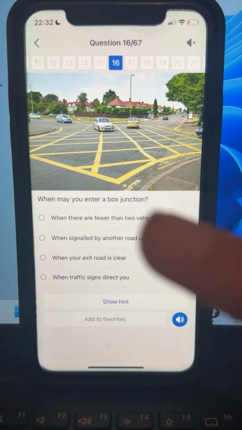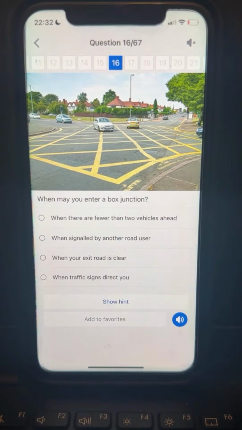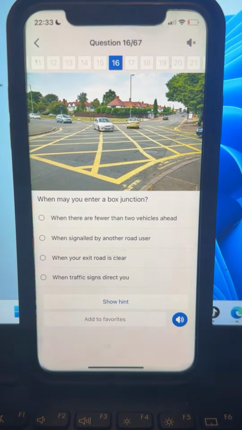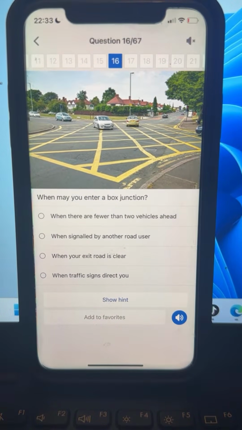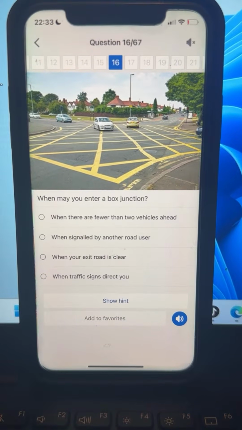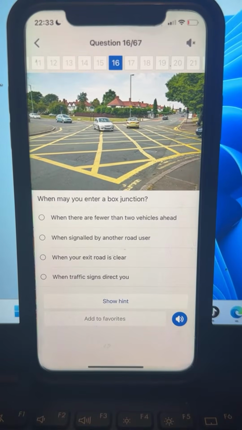So, when may you enter a box junction then? You may enter a box junction when? What's the condition here? If your exit is clear. Okay? If your exit road is clear, your way is clear, nothing is blocking your exit. Good.